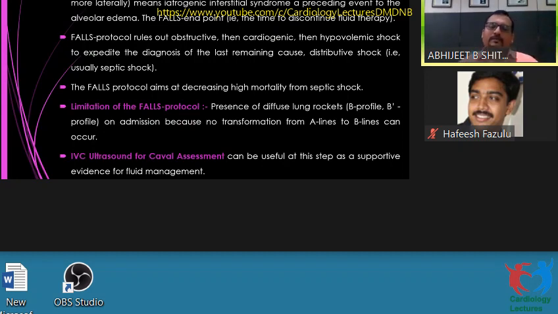What is the limitation of the FALLS protocol? If the patient presents from the beginning with lung rockets, that means a B profile from the beginning, then we can't apply this particular thing in practice. So on admission, because of no transformation of A lines to B lines, IVC ultrasound or caval ultrasound will be a very good help as supportive evidence for fluid management.